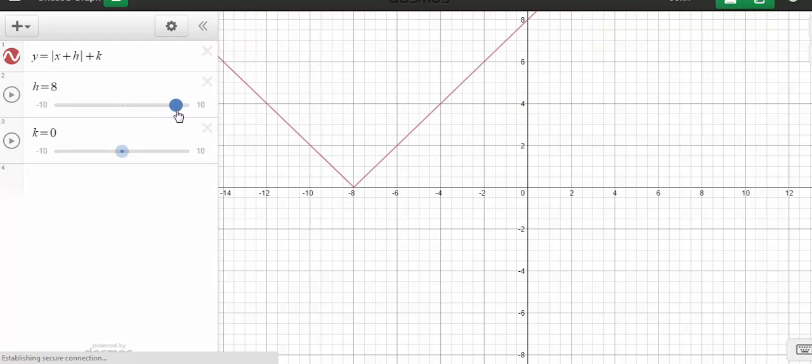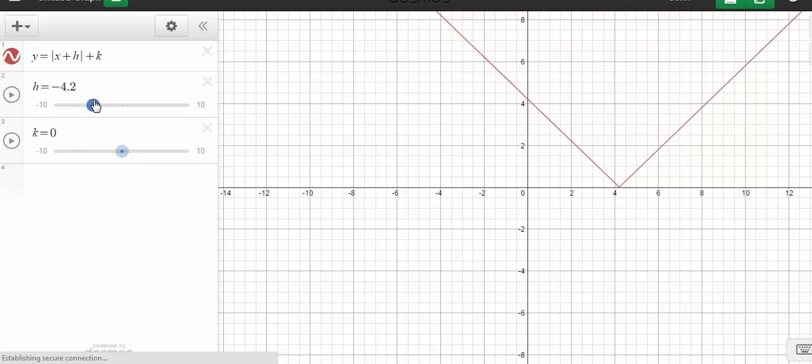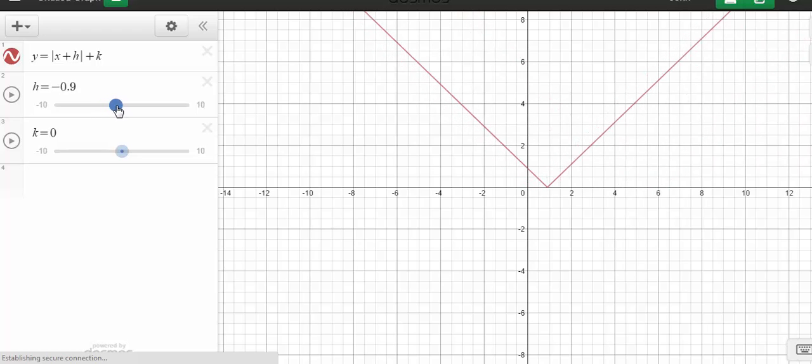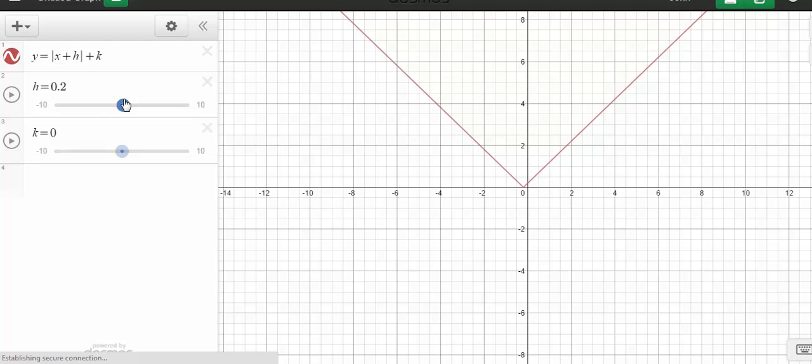That's shifting left. And then as I move back left, as I make the h value smaller, and now it's negative, and all of a sudden my graph's moving to the right. Okay, so you can see when we have a negative value, it actually moves us right. Positive value moves us left. Seems a little backwards, okay? There are some reasons for that.